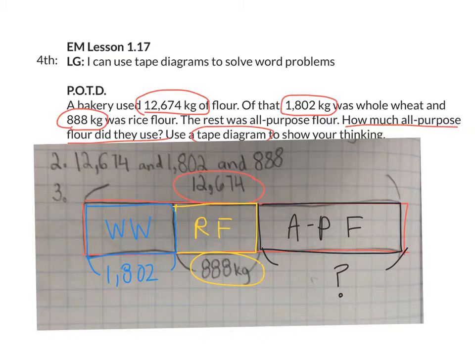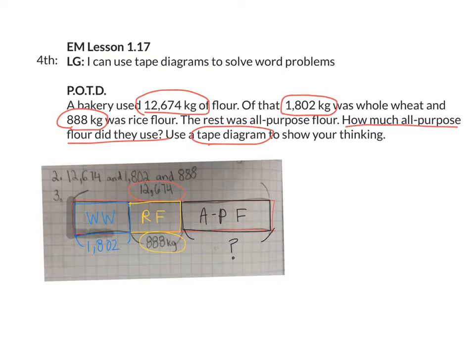One strategy is I could add up the whole wheat flour and the rice flour to find out how much is not all-purpose flour and take that total and subtract it from my total amount of flour. Yes? What's another strategy? Another strategy is I could take my total amount and take away the whole wheat and then take away the rice flour, and whatever I'm left with is the all-purpose flour.